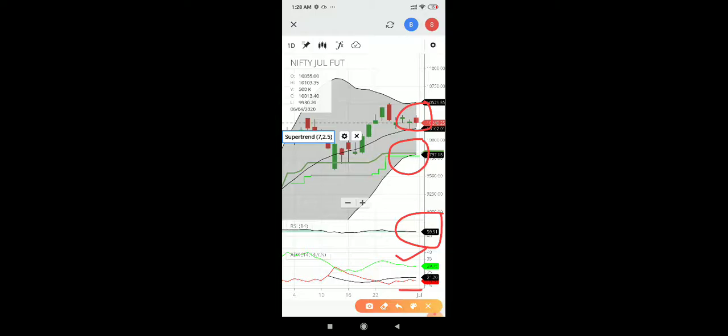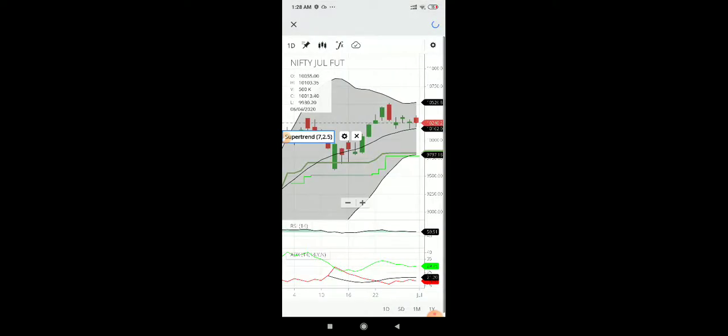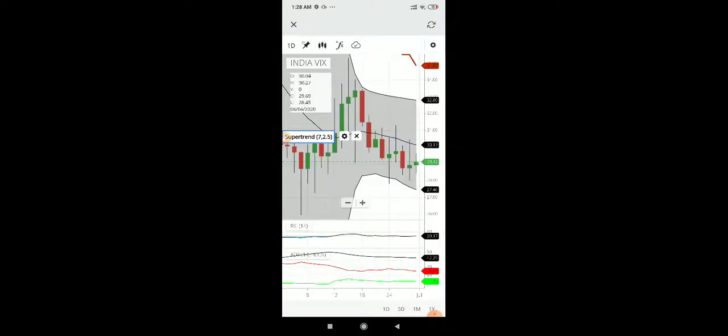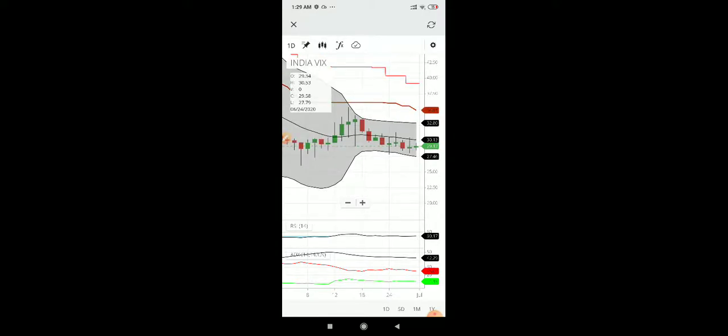Same thing we will do. We will find the chart in charting platform. We will find the VIX trend also. So now I will open VIX trend. VIX today it's 29.12. We will see the trend of VIX. In VIX, number is not important, trend is important.